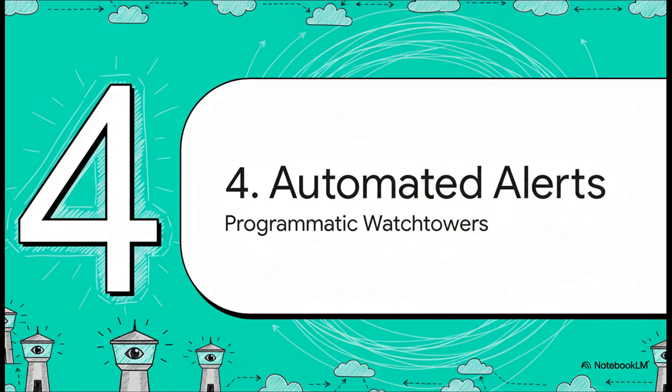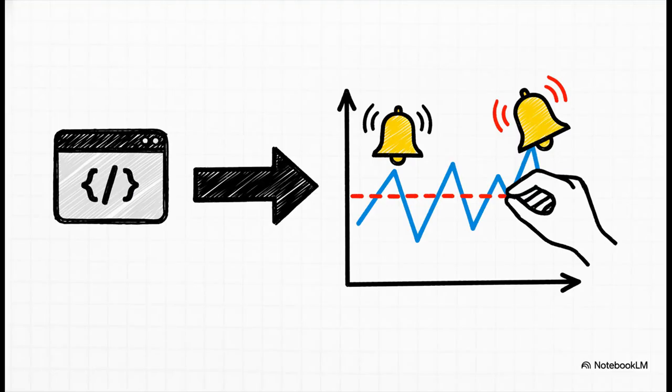It's time to set up some automated watchtowers, or as CloudWatch calls them, alarms. The workhorse for this is the put_metric_alarm API call. This is how you programmatically define the rules for what's healthy and what's not in your application. You're basically telling CloudWatch, hey, keep an eye on this metric for me, and if it ever crosses this line I'm drawing in the sand, you need to do something about it.